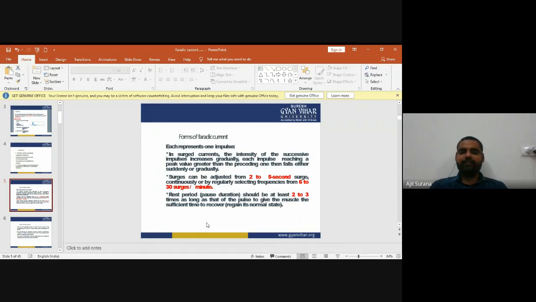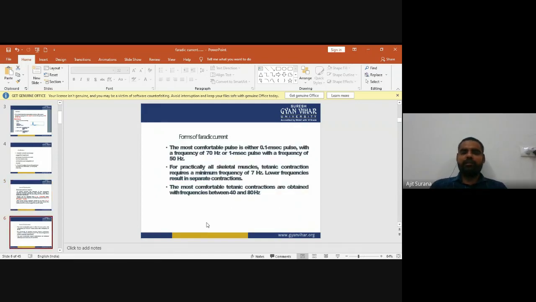Surge can be adjusted from 2 to 5 seconds per surge continuously, or by regularly selecting a frequency from 6 to 30 surges per minute. The rest period or pause duration should be at least 2 to 3 times as long as that of the pulse, to give the muscle sufficient time to recover.